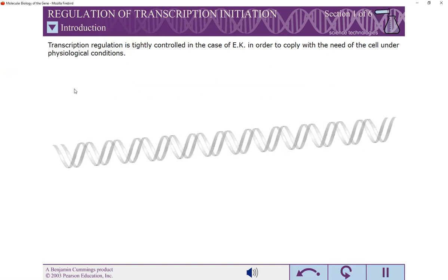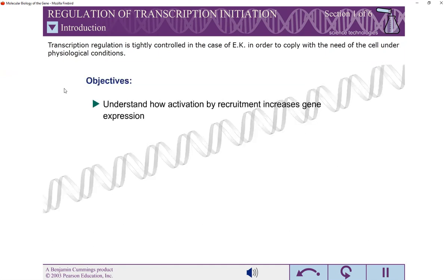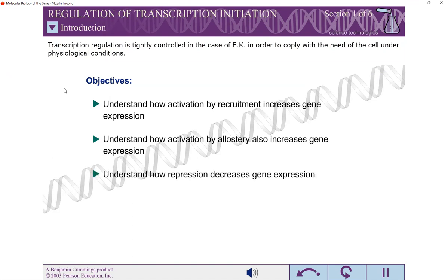Expression of a gene can be regulated at various stages. The most common is transcription initiation. When you have completed this exercise, you should understand how activation by recruitment increases gene expression, understand how activation by allostery also increases gene expression, and understand how repression decreases gene expression.